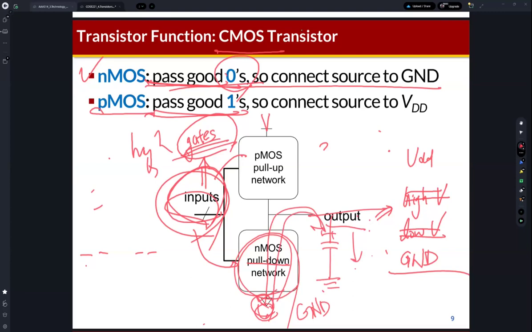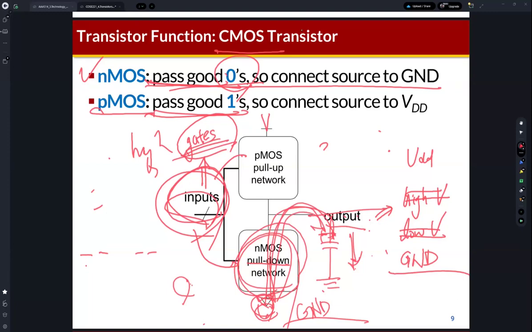So it means that the output node includes fewer positive charges. The positive charge is dissipated, so it becomes ground, a low voltage. This is why we build the pull down network using NMOS transistors. If the NMOS transistor is turned on, then this capacitor is connected to the ground, so positive charge is dissipated and reduced, then the output becomes ground, so low voltage.